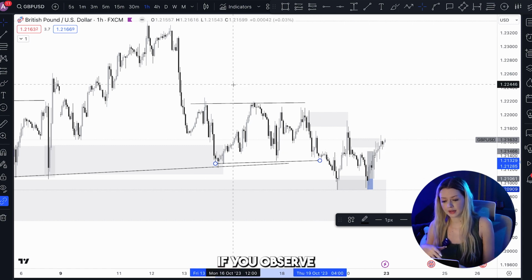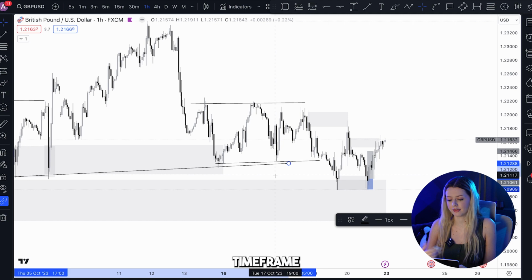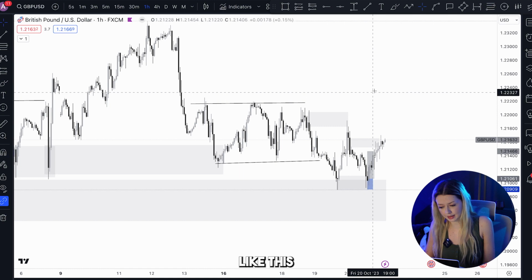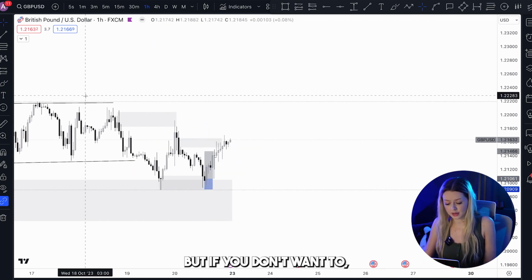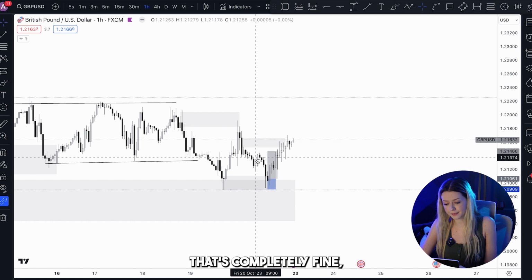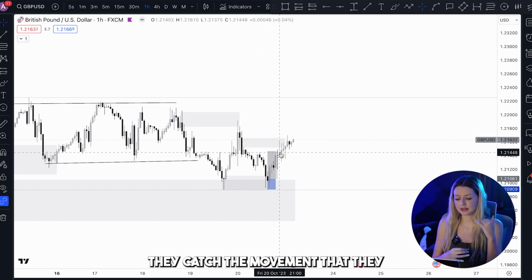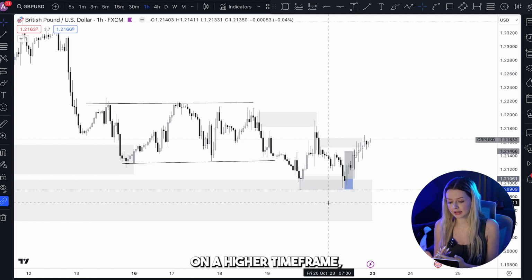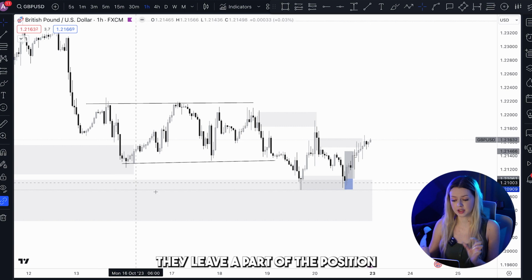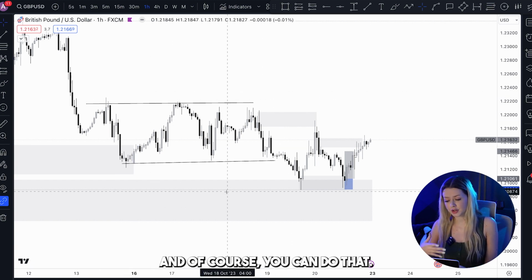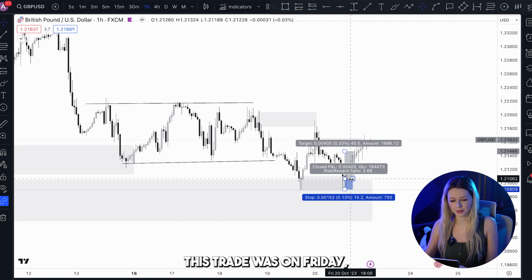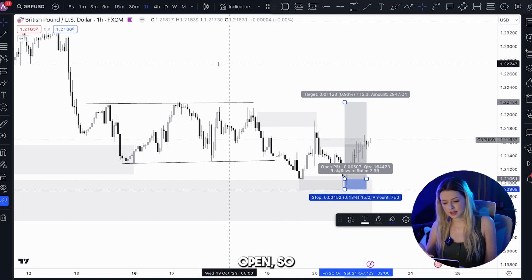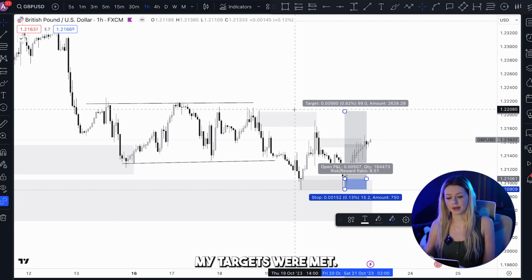What you can do if you observe this kind of structure on a higher time frame is to leave some partials and to leave a part of the lots like this in order to catch this movement as well. But if you don't want to, that's completely fine, because this is what some scalpers do. They catch the movement that they looked for, but also if the movement can continue on a higher time frame, they leave a part of the position open with the trade on break even. And of course you can do that, but again, I repeat, this trade was on Friday and I didn't really want to leave the trade open. So I just closed it immediately after my targets were met.